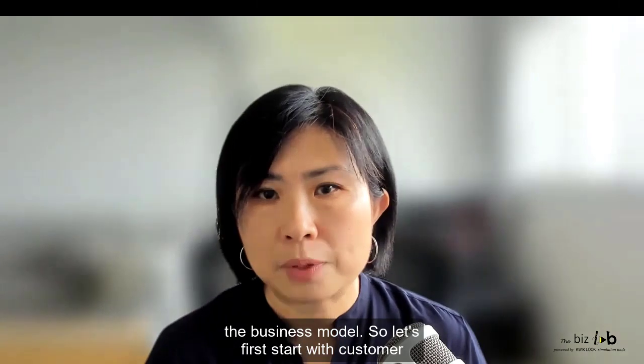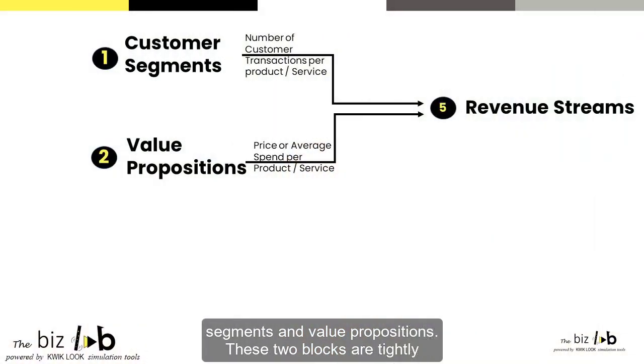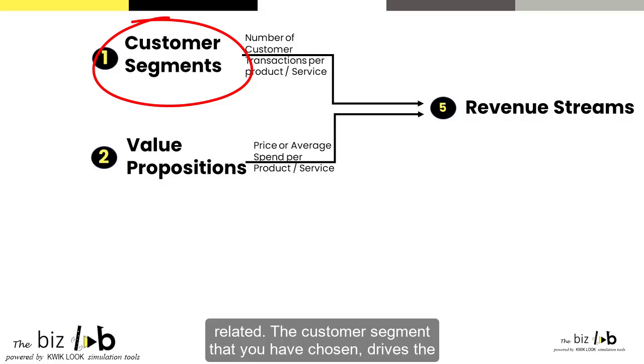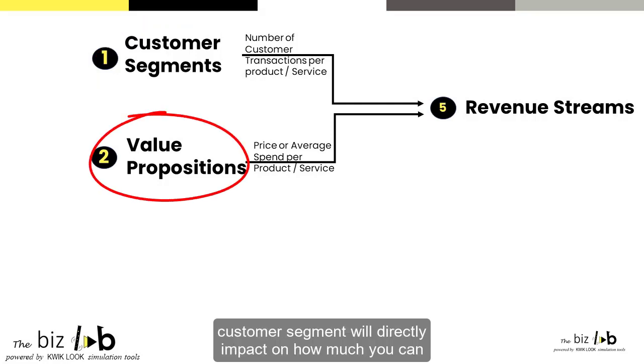So let's first start with customer segments and value propositions. These 2 blocks are tightly related. The customer segment that you have chosen drives the number of customers and the number of transactions per product or service. The unique value proposition to your customer segment will directly impact on how much you can charge them and how much they would spend on average per transaction.